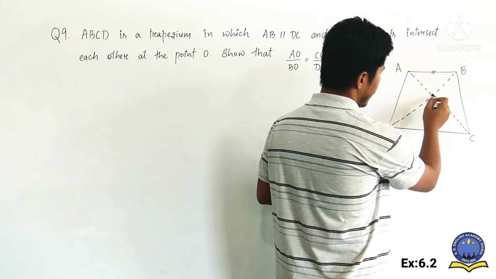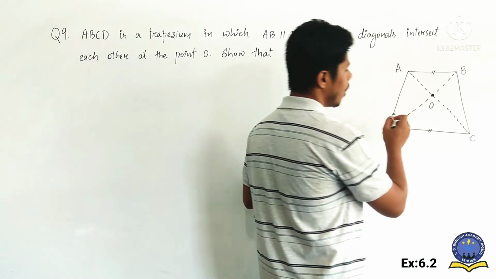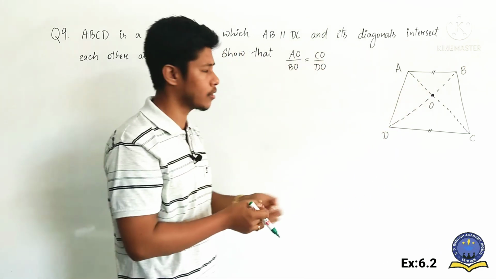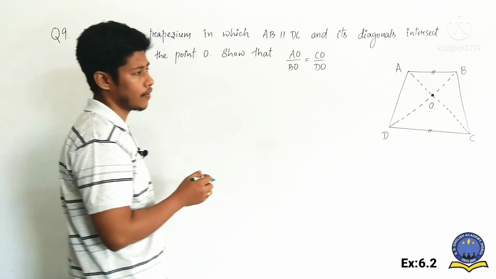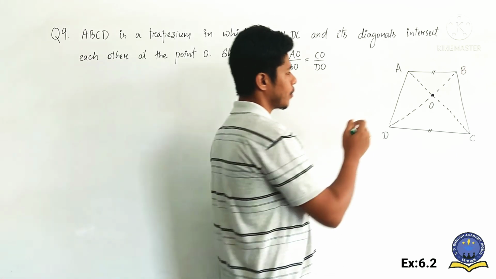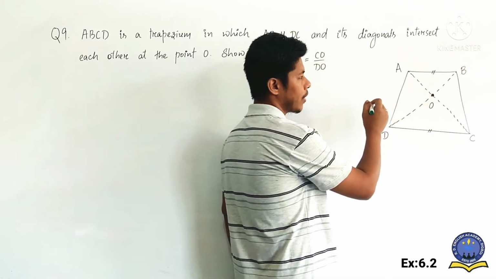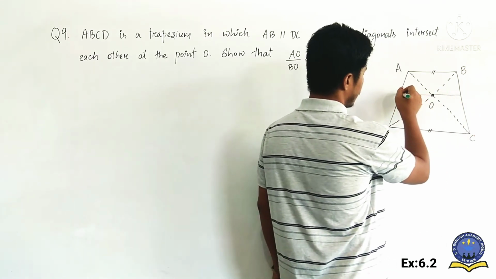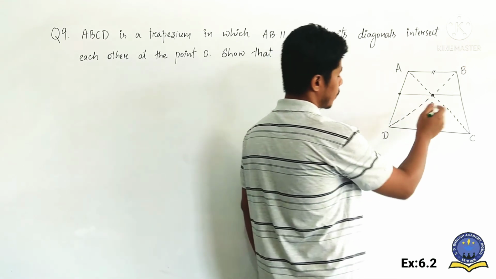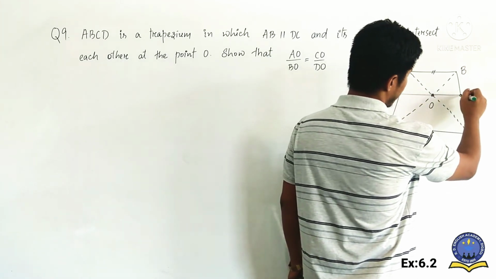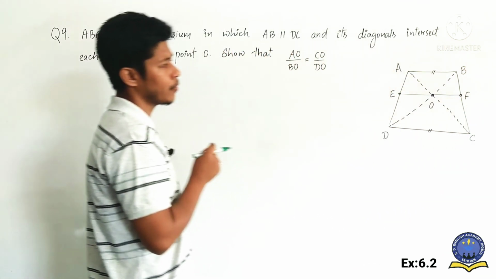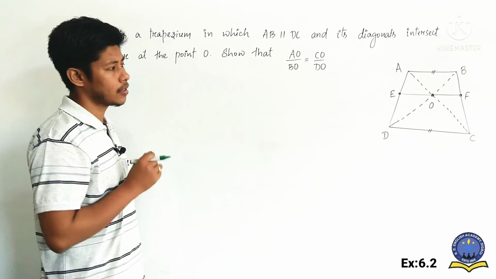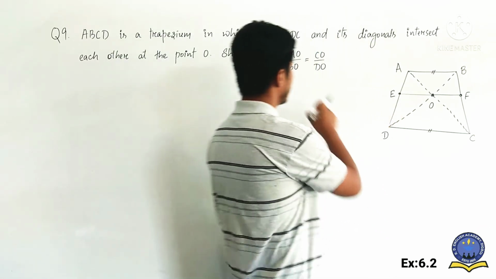We have to draw a line through O in such a way that the line is parallel to AB. If the line is parallel to AB, automatically it is parallel to DC also, because AB parallel to DC is given to us. If we draw a line in this way, the line intersects the sides AD and BC at two places, which we denote by E and F, and the line is parallel to AB as well as DC. Is it clear? This construction we have to do first to solve this question.